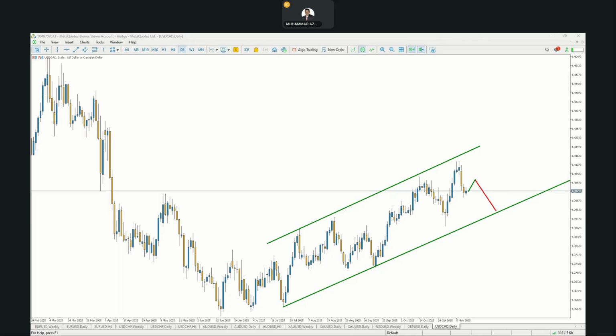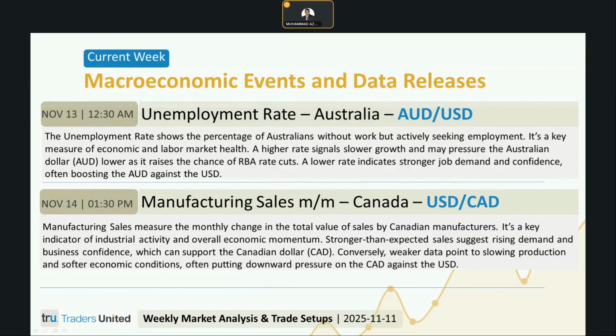The CAD would become bearish and the USD CAD may rise as market prices in weaker economic momentum. This report provides a clear snapshot of Canada's industrial health. A stronger print can reinforce confidence in the Canadian economy, supporting the CAD, while disappointing numbers may raise concerns about slower growth and boost the US dollar versus Canadian dollar currency pair.